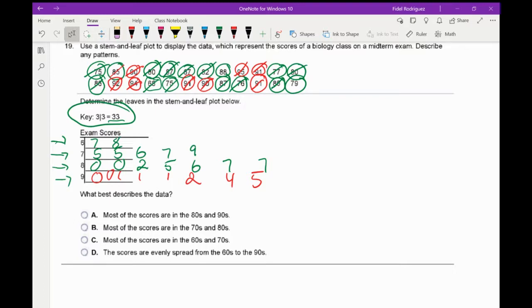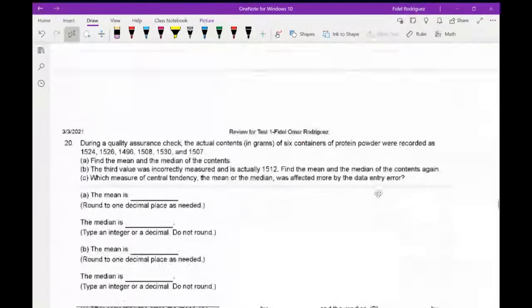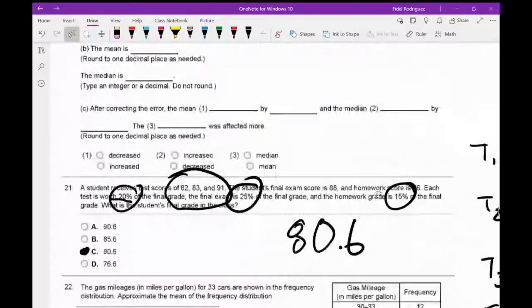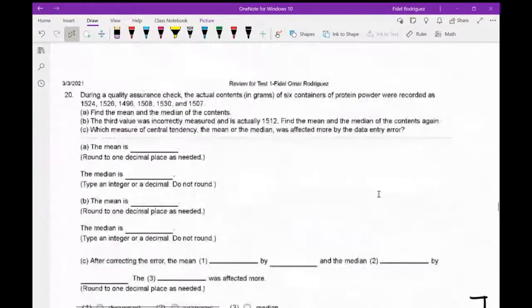A, right? Because most of the numbers are in the 80s and the 90s. Very good. Excellent. And you got it. Perfect. Good, good, good. Let's see, any other questions anybody wants to ask me about the review? That was number 19. We did 21 already.